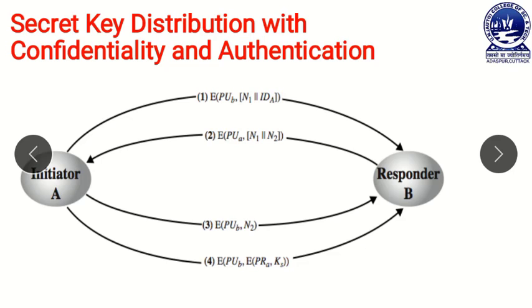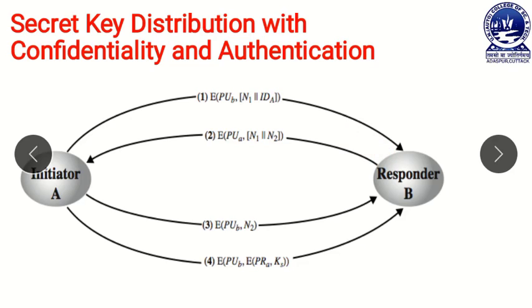Now look at step 2. In step 2, the responder B uses the public key of the initiator A, that is PUA, and encrypts the unique identifiers N1 and N2. Here the unique identifier N1 is generated by the initiator A and sent to the responder B. And N2 is the unique identifier which is generated by the responder B.